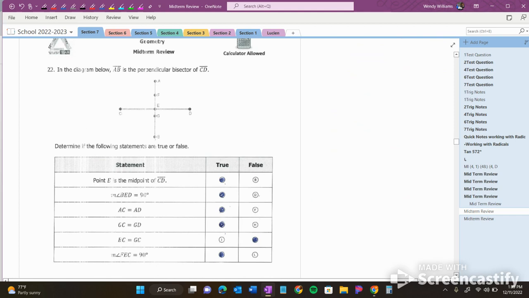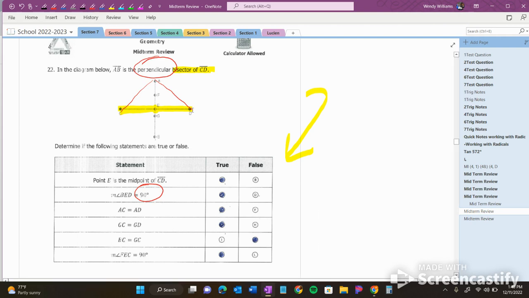Okay, this is a great question. We've done this in class. Point E is the midpoint of CD. It's the midpoint of CD because it's bisecting CD. That's true. The measure of BED, B-E-D, is 90 degrees. Yes, because it's perpendicular. AC is equal to AD, from any point along the bisector to the ends are congruent.